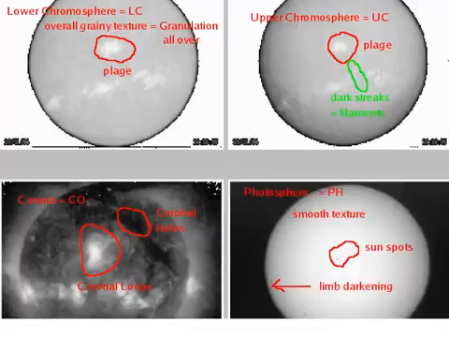Yeah, so in general, those two are the hardest to distinguish, and people get those two confused the most, the lower and the upper chromosphere. But remember, the lower chromosphere always looks more grainy, and the upper chromosphere has these dark streaks, those filaments, that the lower chromosphere doesn't have. So that's how you can distinguish the two from one another.